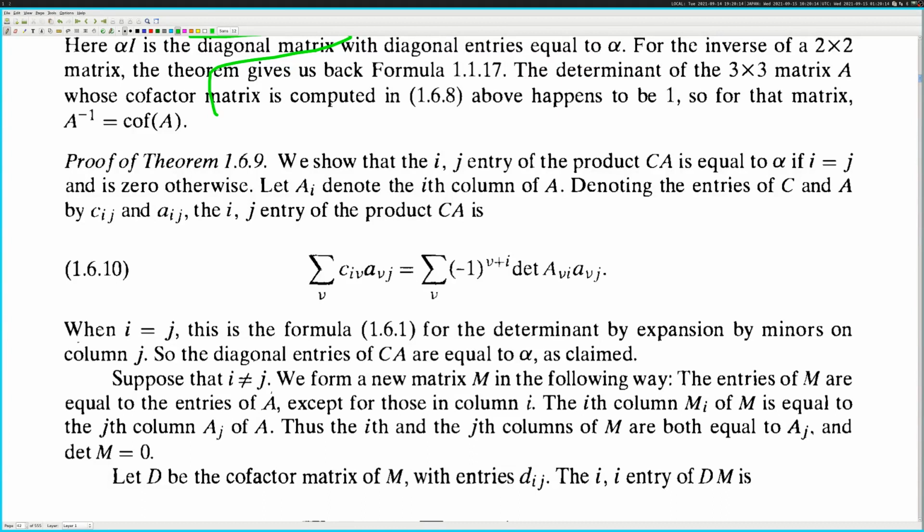So this is the definition of matrix multiplication, and this is just substituting the definition of C. When i is equal to j, this is the formula for the determinant by expansion by minors on column j. So the diagonals are equal to alpha. Okay, I'm not going to go check that, but that argument would make sense. Suppose that i is not equal to j. We form a new matrix M in the following way.